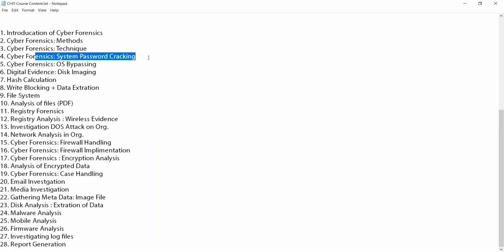Mobile analysis is basically a part in which you can analyze the mobile phone and get some details as well as some data from there. So this is a part of mobile analysis.